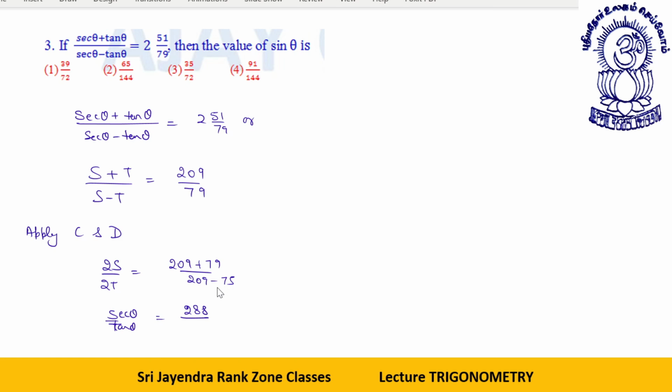209 minus 79. See, minus 79. This is 9 minus 9, 0. 20 minus 71, 30. So far things are easy. So sec plus tan becomes 144 by 65. I can say this is equal to 144 by 65. You have to find the value of sine theta.